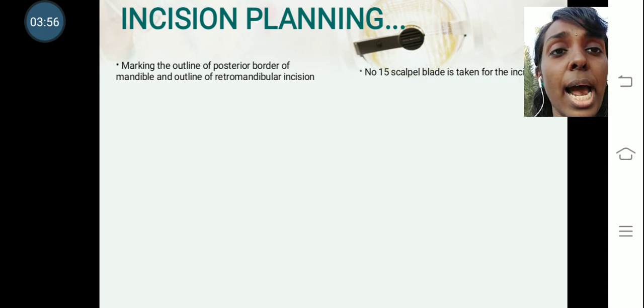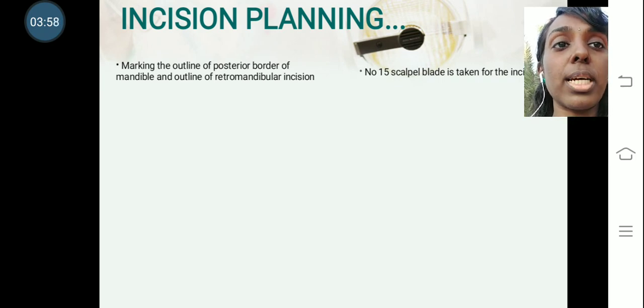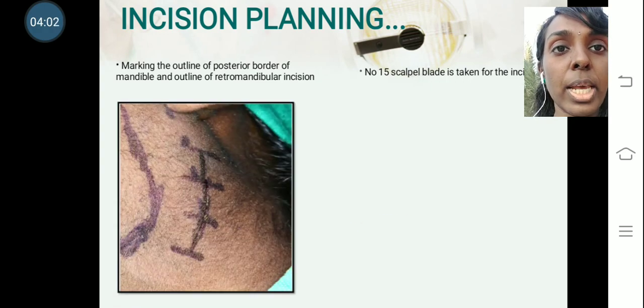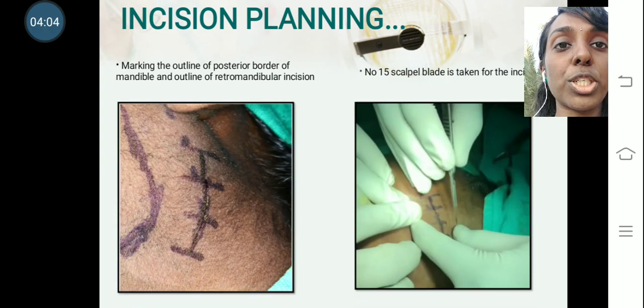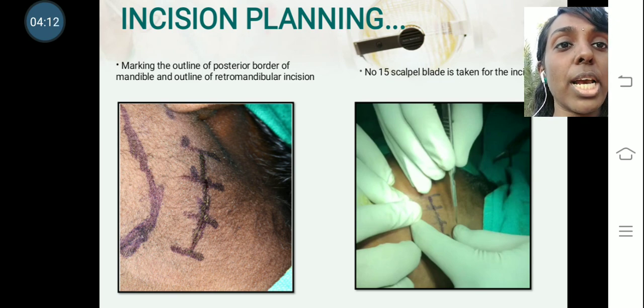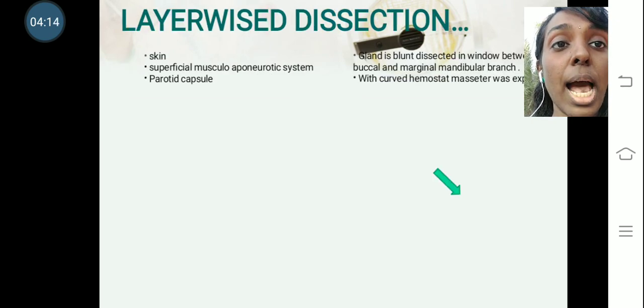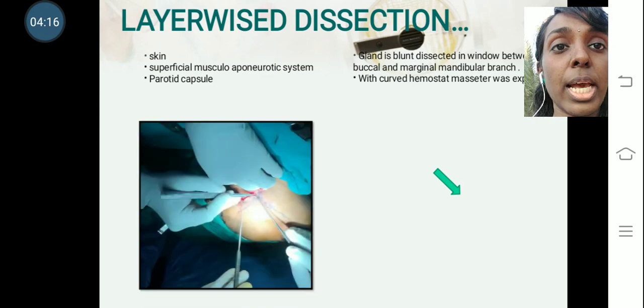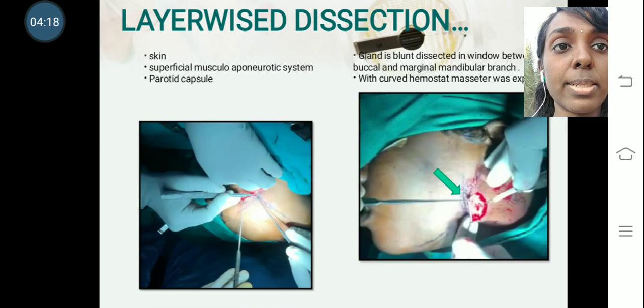This surgery was done under nasotracheal intubation. First, the incision planning is done, that is, marking the outline of the posterior border of the mandible and the outline of the retromandibular incision. Remember, this surgery is done under general anesthesia. A number 15 scalpel blade is taken for the incision, and layer-wise dissection is done: skin, superficial musculoaponeurotic system, etc.